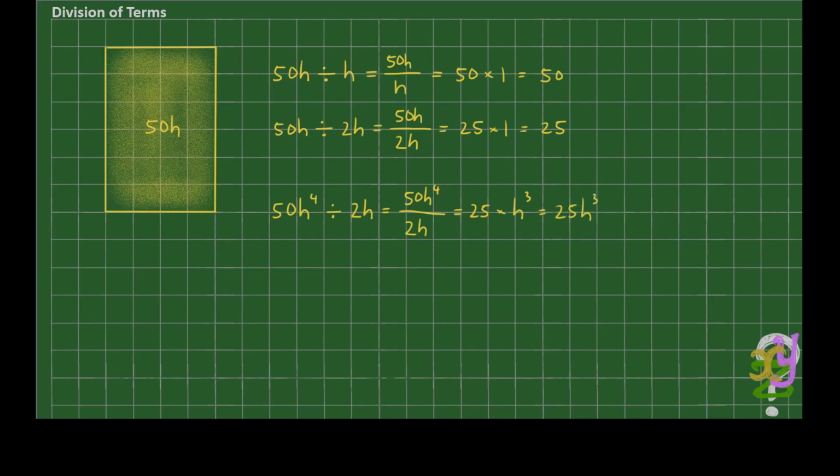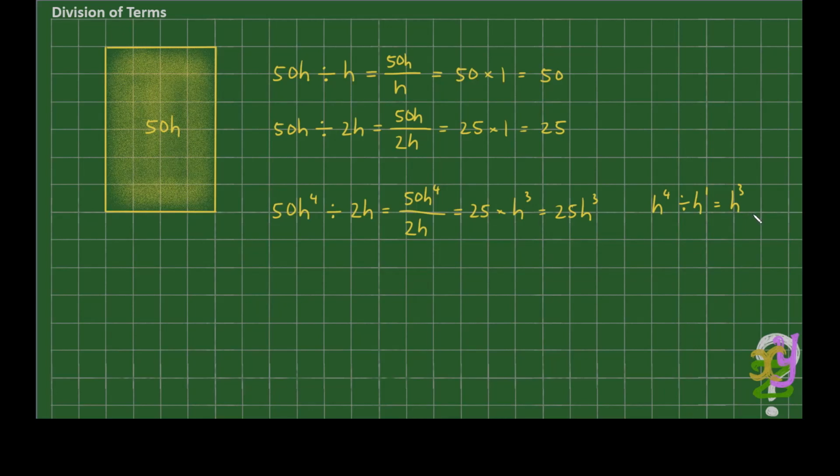Where does the h to the power of 3 come from? Well, remember the power rules. I have h to the power of 4 divided by h to the power of 1. If I'm dividing and the bases are the same, I can simply subtract the exponents, which will give me h to the power of 3.